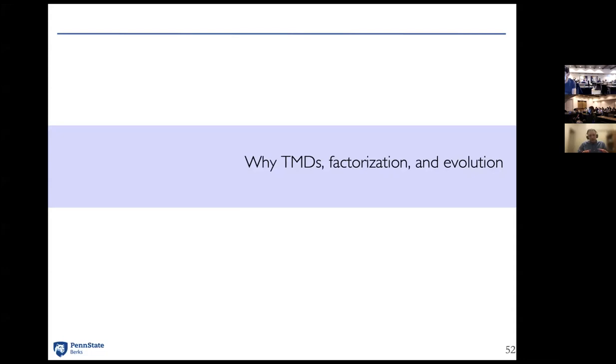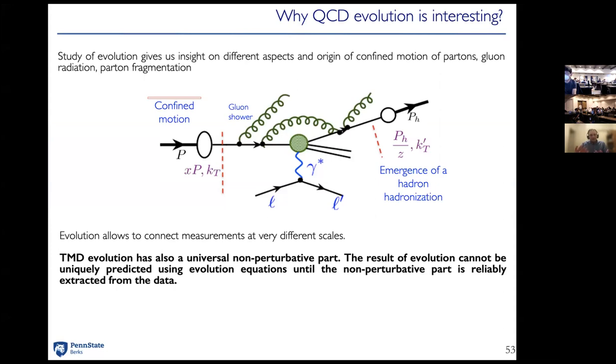Well, the cross sections and general structures in the description. However, of course, the TMD evolution is an incredibly interesting aspect of phenomenological work. Well, the study of evolution, of course, gives us insight on different aspects of the origin of confined motion of partons and gluons. And if we speak about the confined motion, then we have the intrinsic, say, transverse motion of quarks inside of the nucleon. Then once the quarks propagate, they start showering, and these gluon shower aspects, of course, are very important as well.